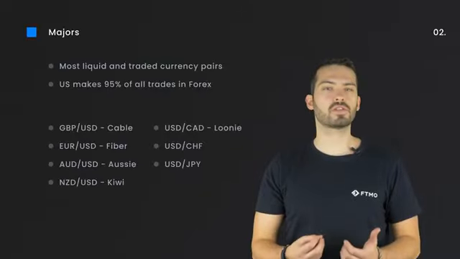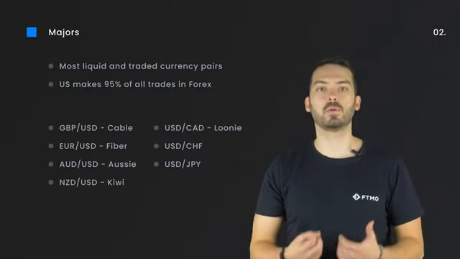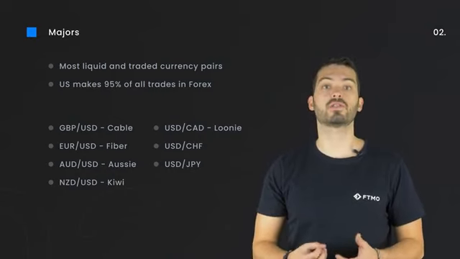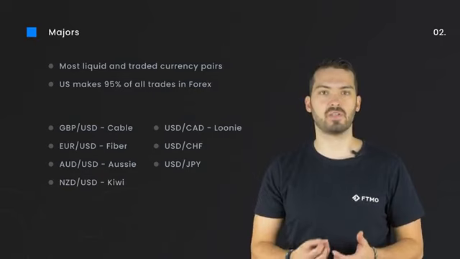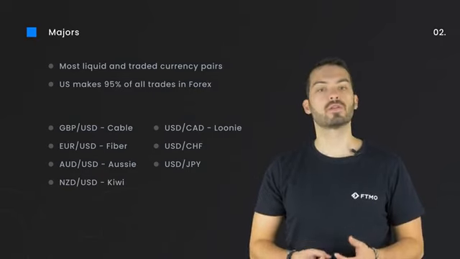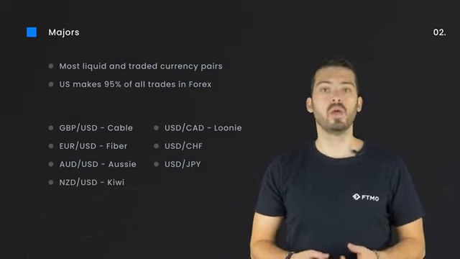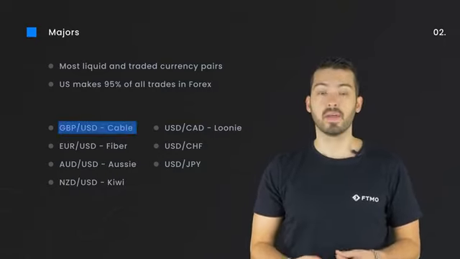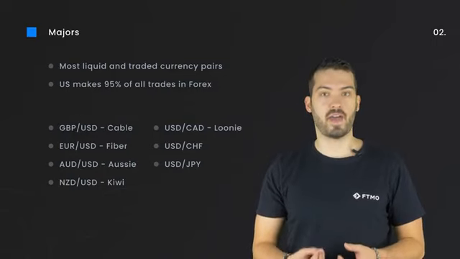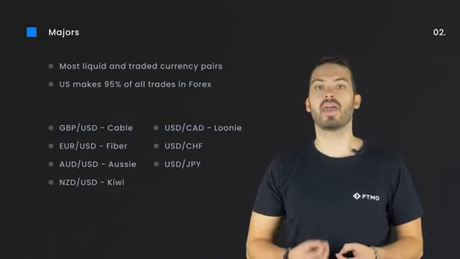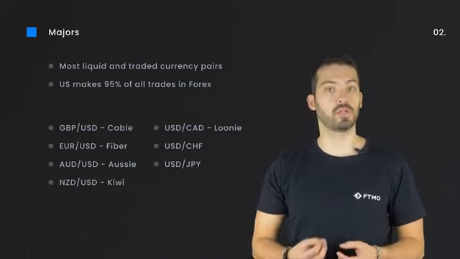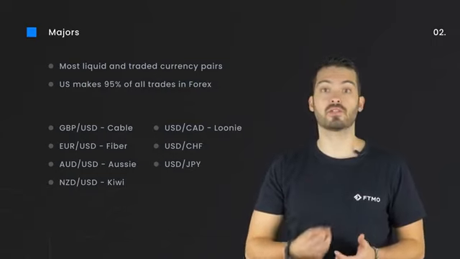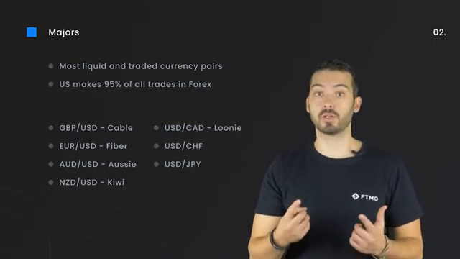Majors. Majors are the most traded and the most liquid currency pairs. All of them are paired with US dollars, since the US dollar makes up 95% of the trades in the Forex market. So which currencies are the majors? Well, it is British pound and US dollar, also called the cable. The name cable comes from the fact that in the 18th century, the exchange rate between the US dollar and the British pound was transmitted across the Atlantic by a large cable that ran across the ocean floor between the 2 countries.